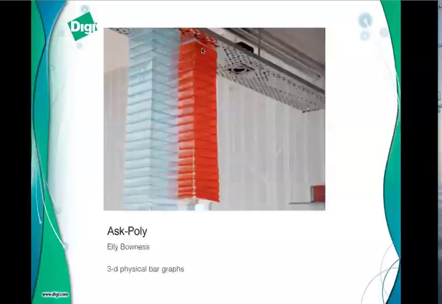This is AskPolly, and Polly is a living bar chart that responds to real-time inputs like online polls. And each of these is a collapsing bar chart, so you can see in real time in a physical 3D display exactly how you're doing in the polls, or maybe who's the most popular on Twitter that week.